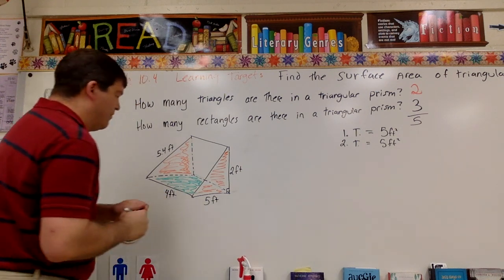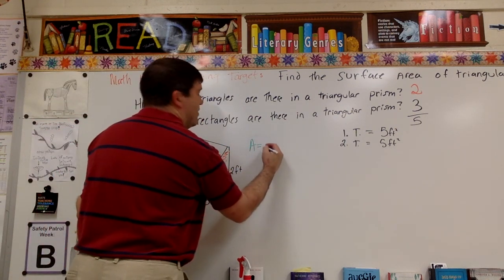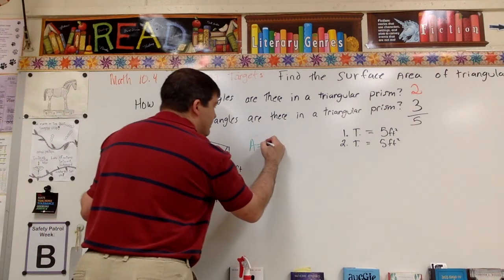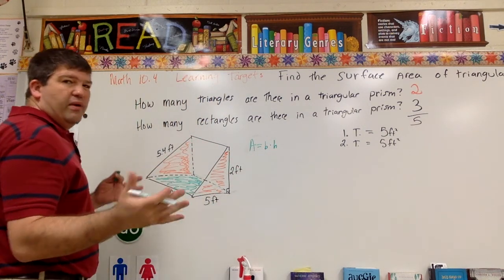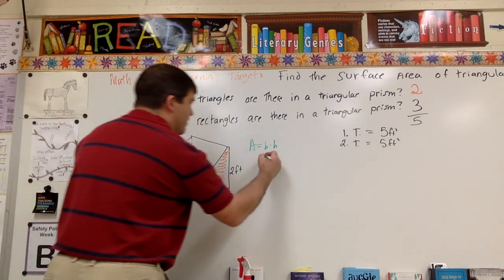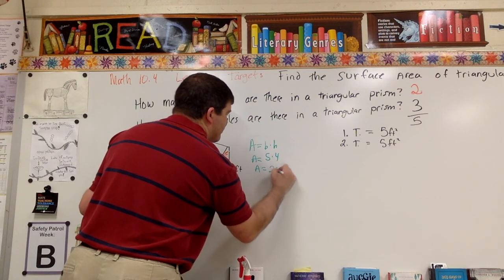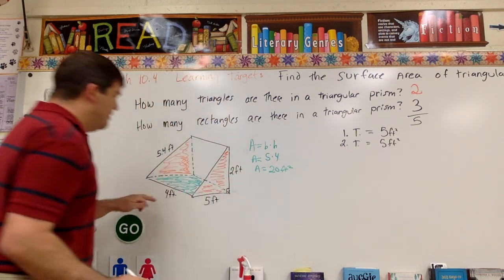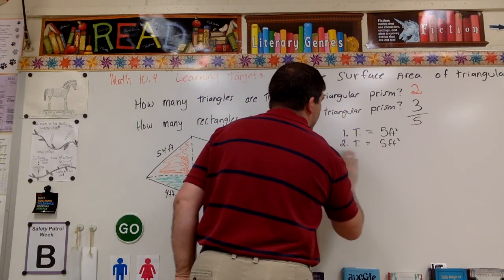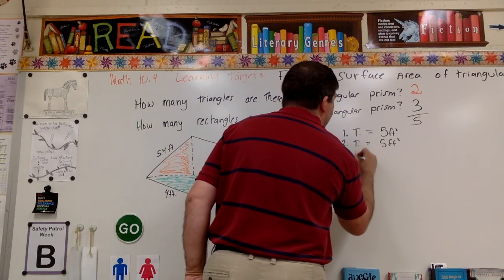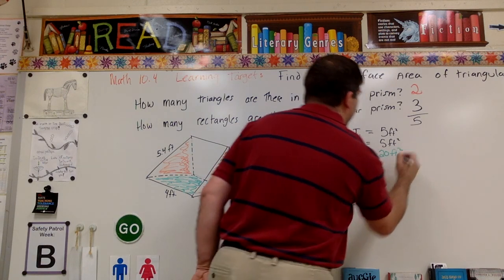Five feet by 4 feet, okay? So the area of a rectangle is base times height, or length times width, either one, but it's 5 times 4. 5 times 4, area equals 20 feet squared. Okay, so that's one. We'll do it like 1, 2, 3. One rectangle equals 20 feet squared.